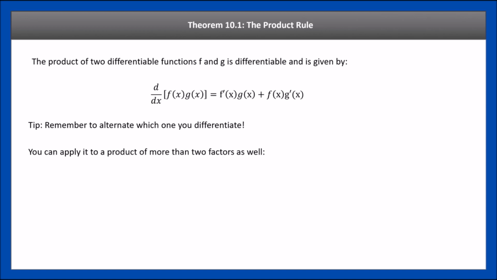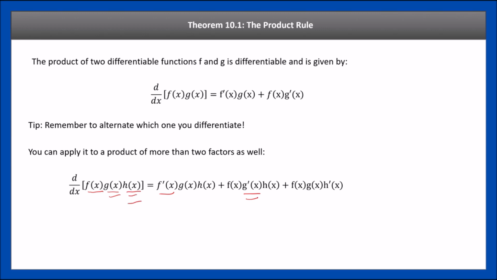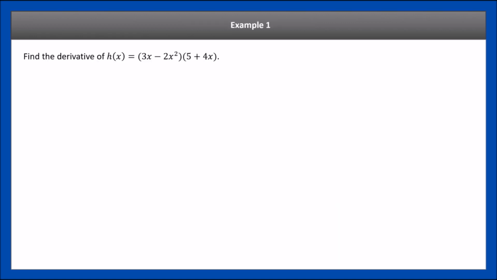So you can apply this to more than two factors. So if I have f of x, g of x, h of x, well then I alternate the derivative, right? So I take the derivative of the first one, and then I take the derivative of the second one next, and then I take the derivative of the third one, right? And then I do a sum, and of course I got to multiply by the original functions, right? So that's how you do the product rule, and you can do this for two or more factors. All right, so that is the product rule.